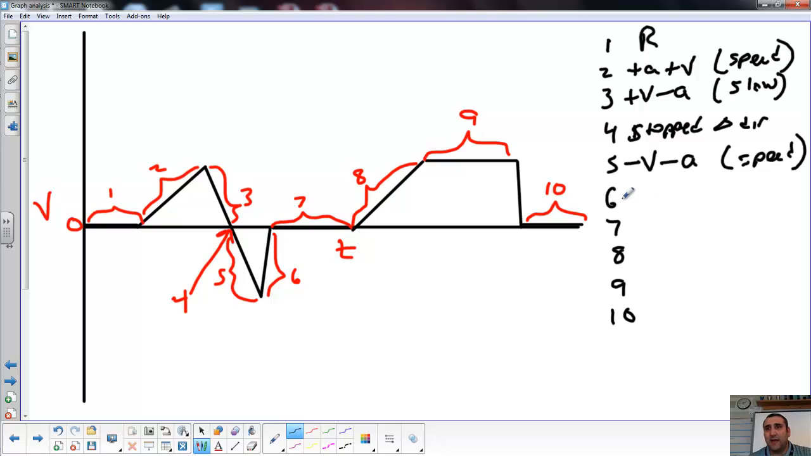6, you have a negative velocity because you're still down here in velocity land, but you have a positive acceleration. You've got a positive slope on your velocity time graph. So now that these are opposite, just like number 3, you are slowing down. 7, you stop, because that's your velocity right there, 0.